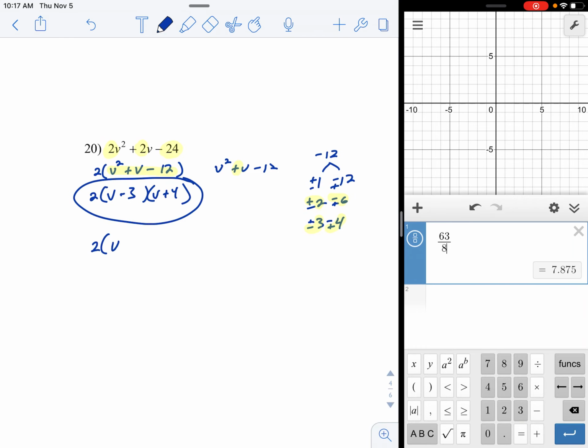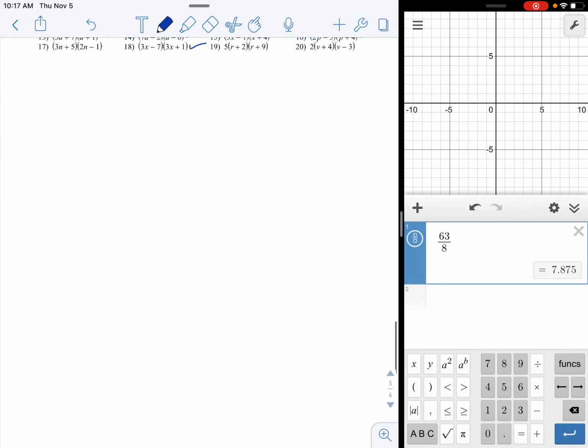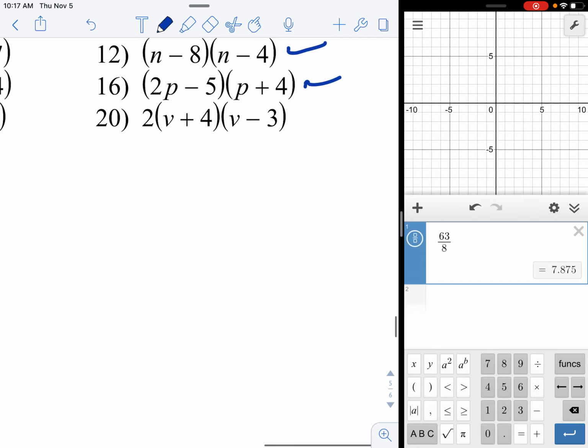Or possibly v plus 4, v minus 3. Notice you still stick that 2, that's part of your answer. It still belongs there. But one of those two things is going to be our answer for number 20. And there we go.